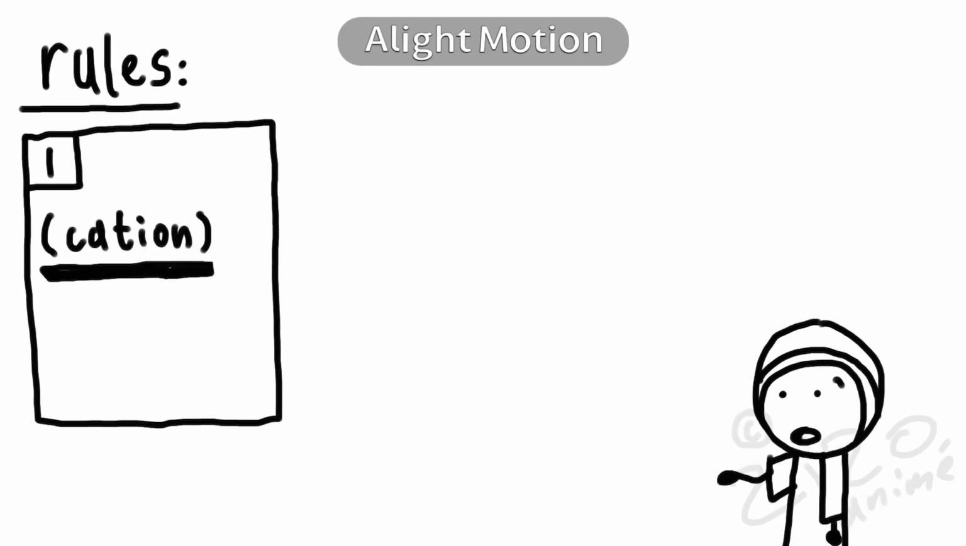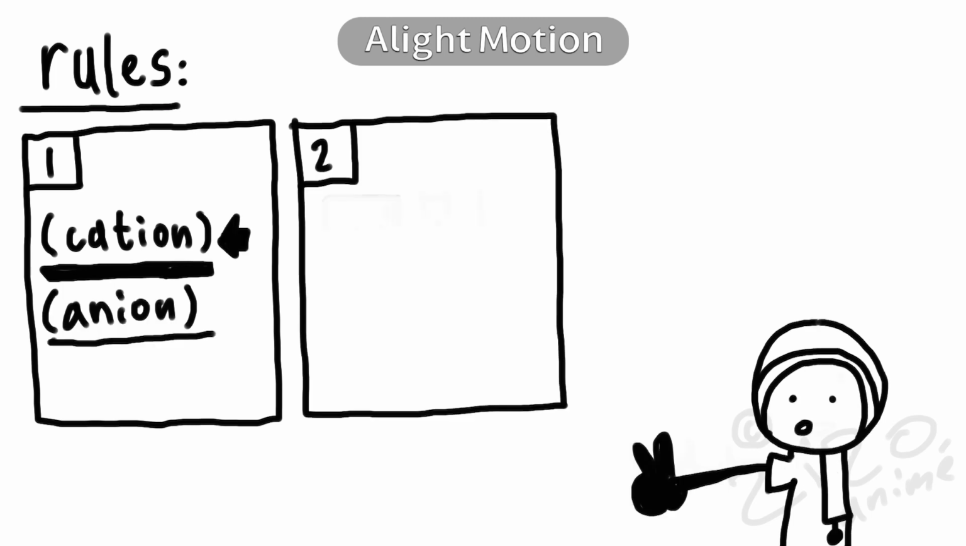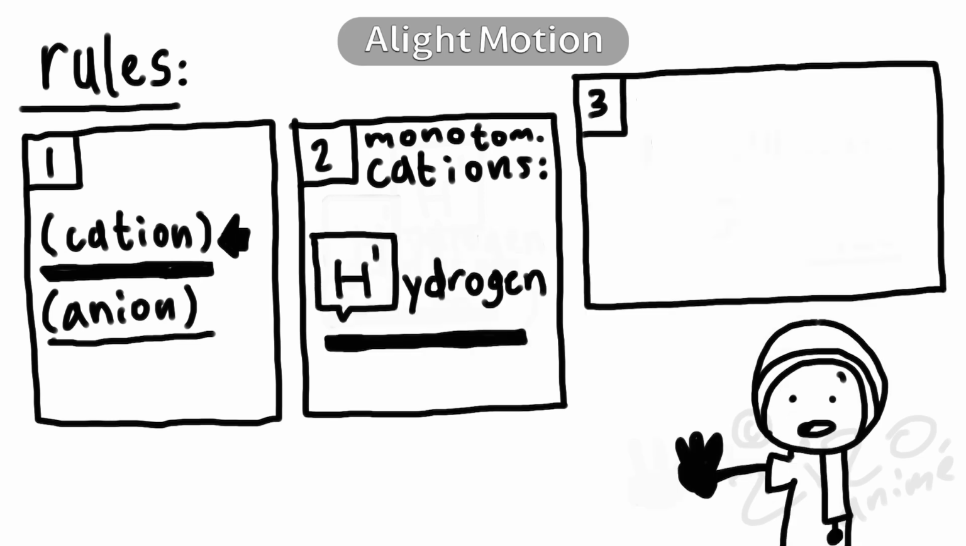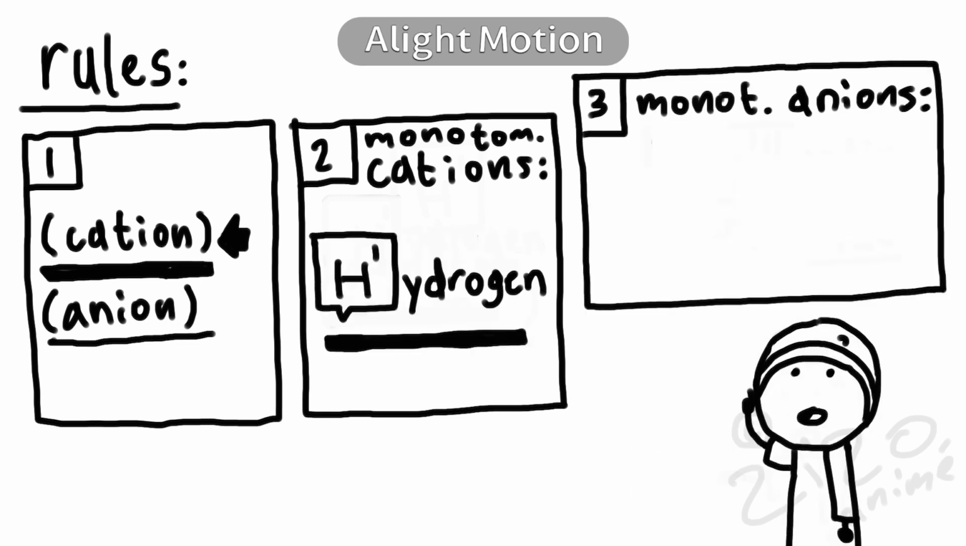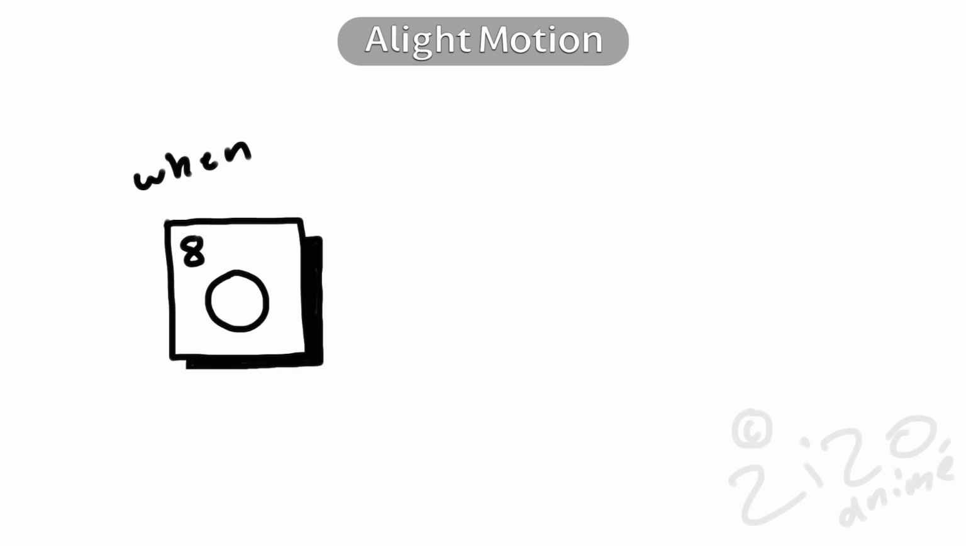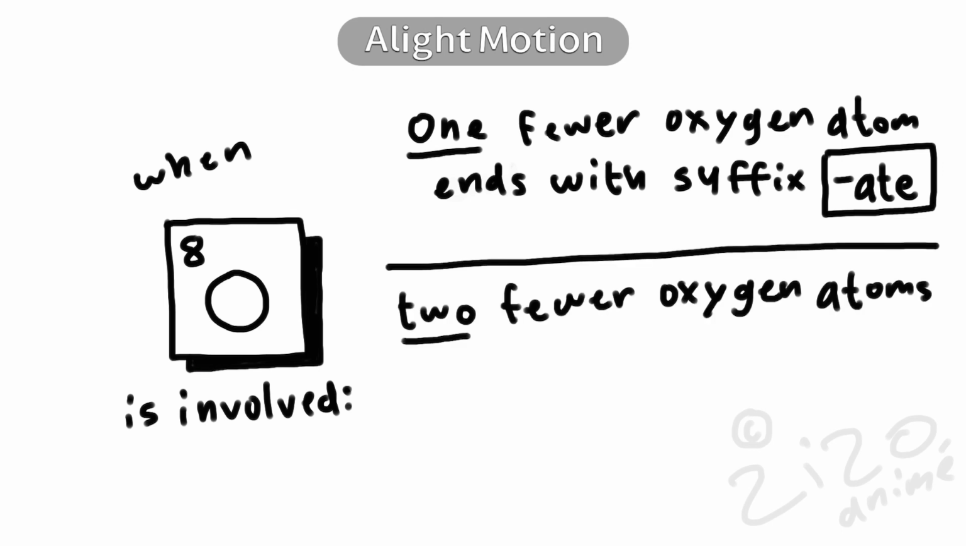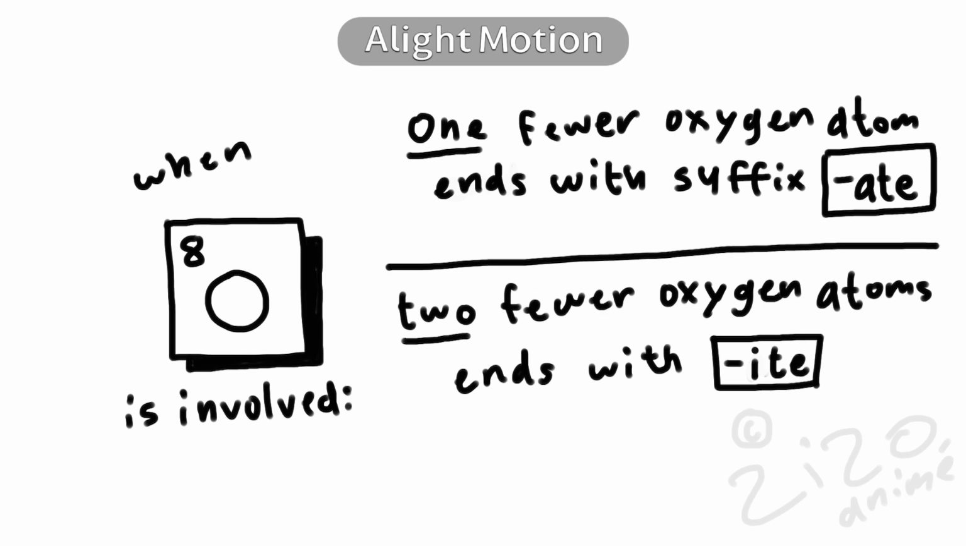Number 1, the cations always get named before the anion. Number 2, the monatomic cations use the elemental name. Number 3, for monatomic anions, use the root of an element name plus the suffix "ide." When oxygen is involved, one fewer oxygen atom ends with the suffix "ate," and if two fewer oxygen atoms are used, the suffix is "ite."